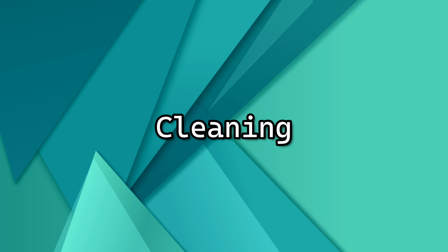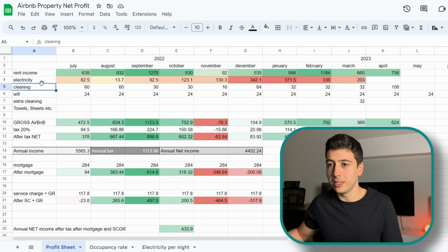booked. So if you're renting out your property on a long-term tenancy agreement and you don't have a cleaner to pay, then you probably don't need this row. In my case, I have a cleaner for the Airbnb. I've just recorded how much it cost me each month.